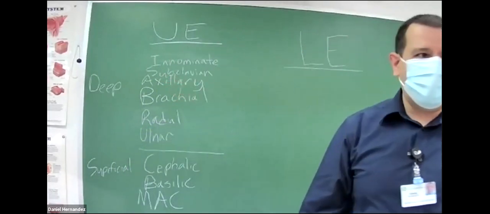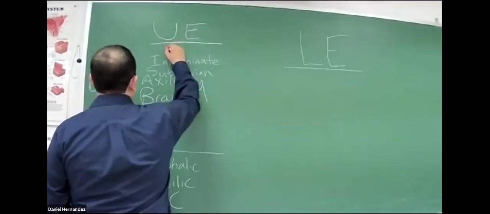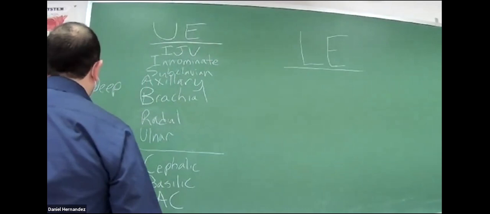Looks like we're just missing one. What's in the neck? Would it be the jugular? Jugular, very good. Internal and external? Internal jugular, yep. IJV. Is the external jugular part of it?